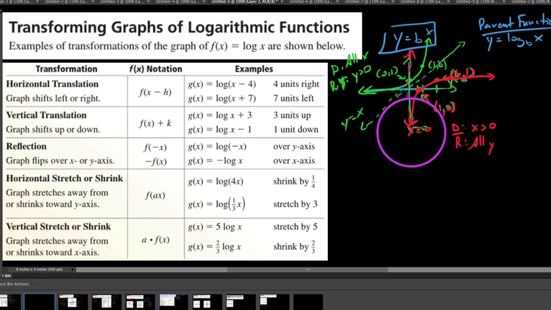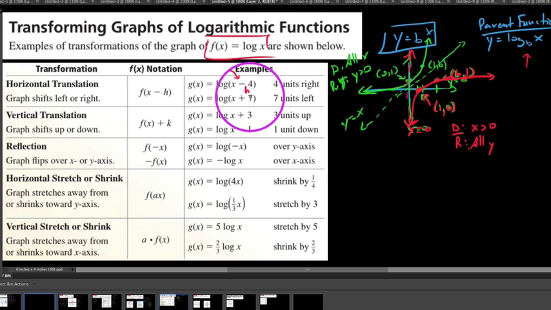So what we're going to be doing is taking this parent function of our logarithmic graph and transforming it using the very same transformations that we saw with our exponential functions. We have horizontal translations and vertical translations, and that h is still dishonest. When we look at this as a function, y equals log x if it's a common log, this h value would cause us to shift left or right. In this case, minus 4 would go 4 to the right, and plus 7 would go 7 to the left.